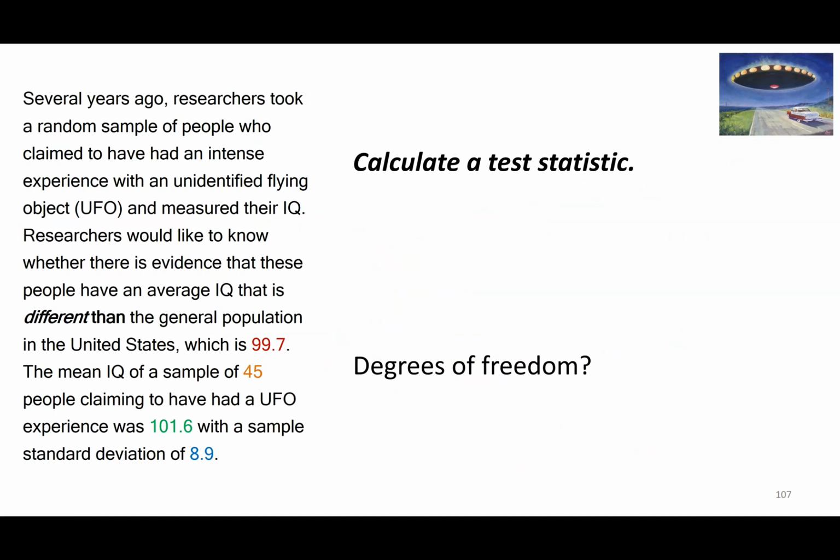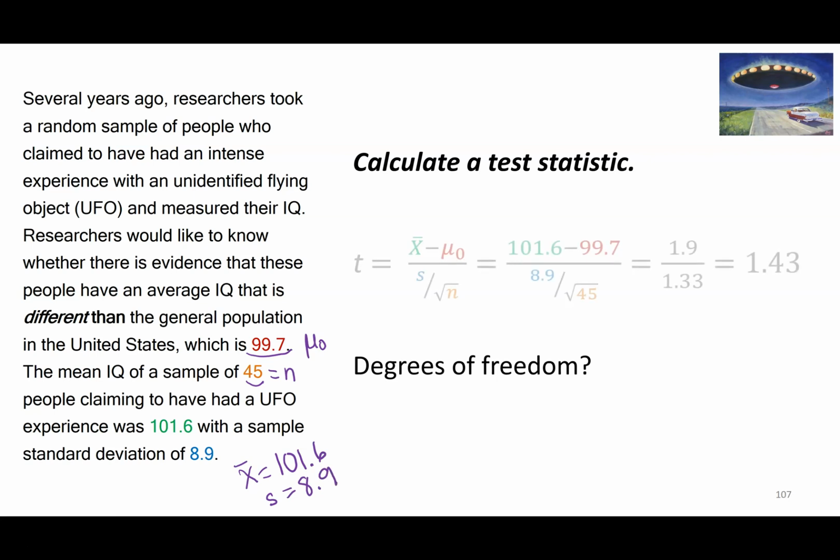So here we have all of our information. Again, calculate a test statistic. So this is that claimed value, that's mu naught. A sample of 45, this is equal to our sample size n. X bar, that's just that 101.6. And a standard deviation from the sample, that's 8.9. So I have everything I need. I can plug it in. Plugging in, do some math, I end up getting a t test statistic of 1.43.